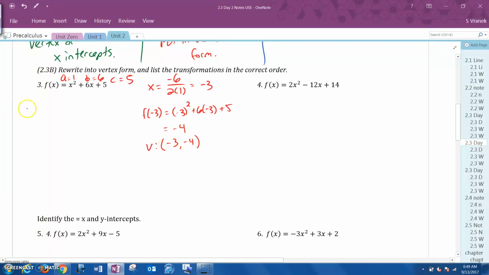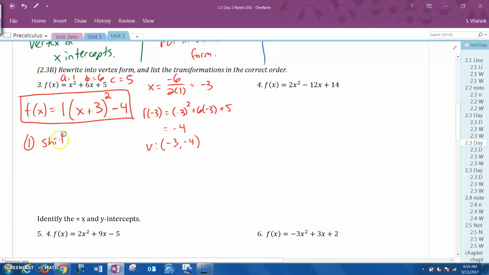If you know the vertex, you can write f of x equals the a value, which is 1, parentheses, x, and then it's the opposite sign of the x coordinate. X is always the opposite. So it's plus 3, squared, and then minus 4. This is vertex form. Okay, now we can list the transformations in the correct order. There is a shift left 3, and then the only other transformation is a shift down 4.